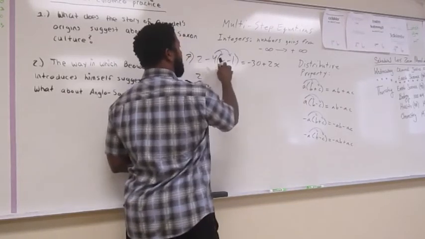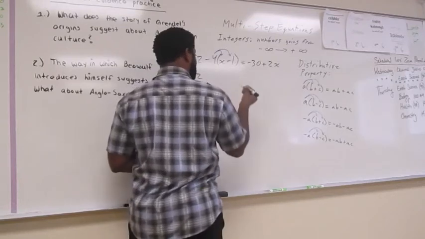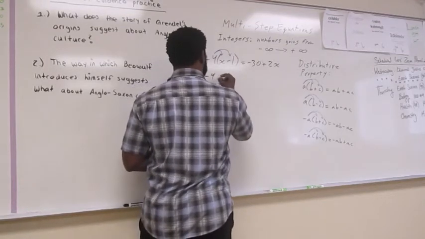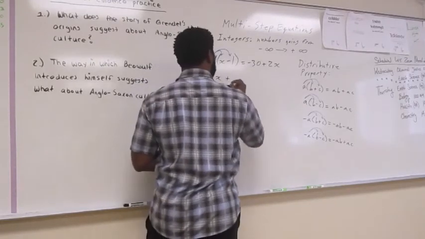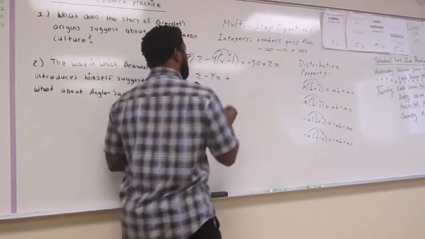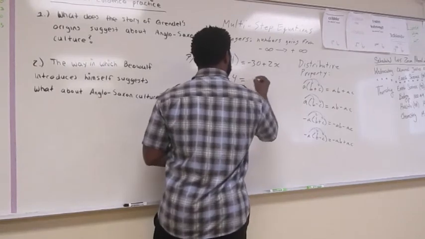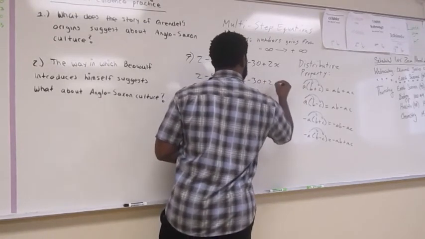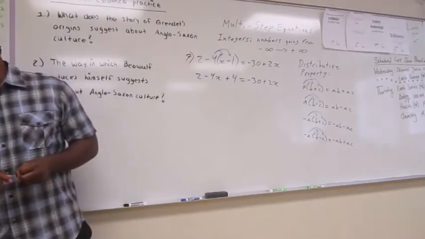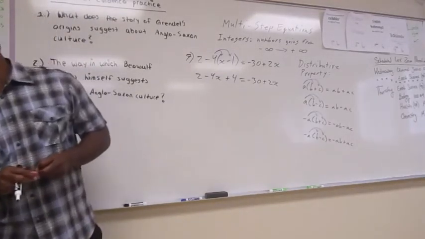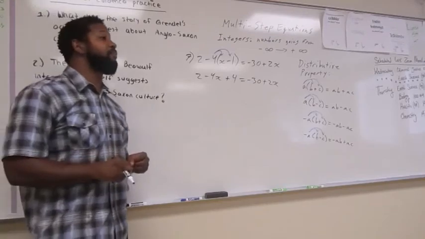Negative 4 times x is what? Negative 4x. Okay? Negative 4 times a negative 1 is what? Positive 4, sorry. Equal to a negative 30 plus 2x. What is this looking like now? It's looking like question number 1 that we did.